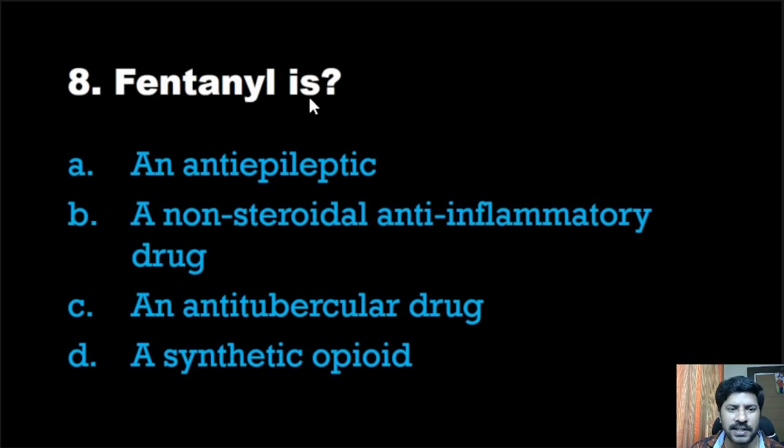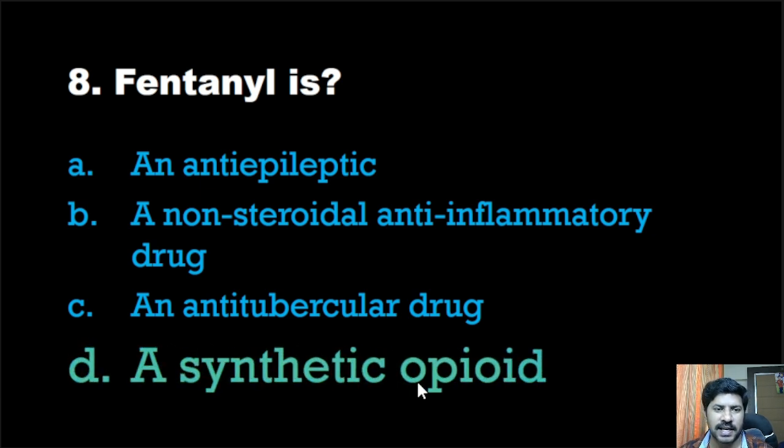Eighth question. Fentanyl is an anti-epileptic, a non-steroidal anti-inflammatory drug, an anti-tubercular drug, a synthetic opioid. Correct answer is fentanyl is a synthetic opioid. Synthetic opioid means man-made opioid. So fentanyl is used as an analgesic, or it is also used in combination with anesthesia drugs to increase the duration of anesthesia. Mostly fentanyl will be used in the operation room, in intensive care unit, that is ICU, or in casualty emergency department.